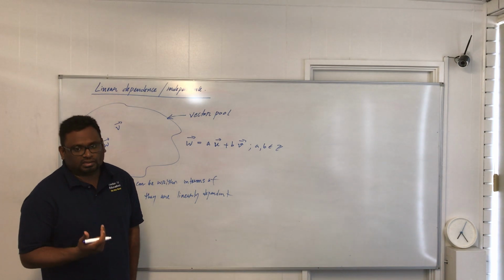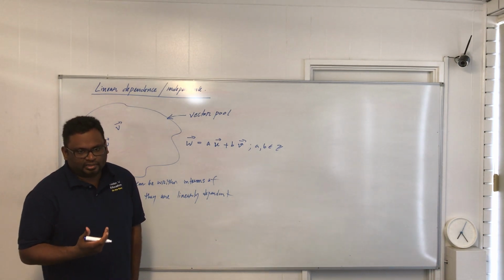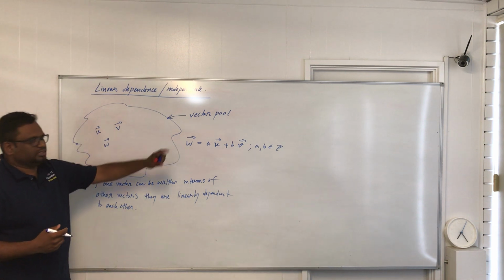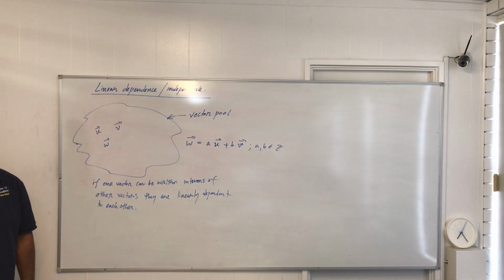What is linear independent? Linear independent means you can't write this vector in terms of U and W. Give me an example for a linear dependency and linear independency. This is very important to understand.